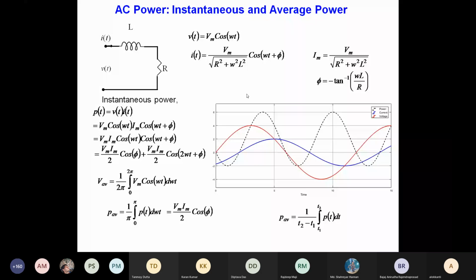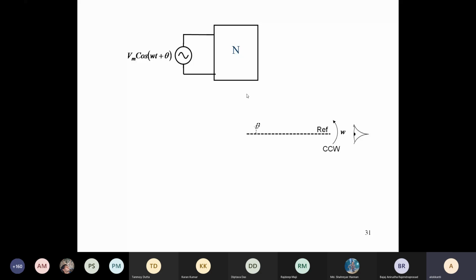So now suppose you have a network like this, and we feed some arbitrary alternating voltage Vm cos omega t plus theta. Obviously you know how to represent it: the voltage phasor is at a certain angle theta with respect to the reference. If this voltage is fed to the network, which I have represented as a black box, it will lead to a current like this: Im cos omega t plus phi.